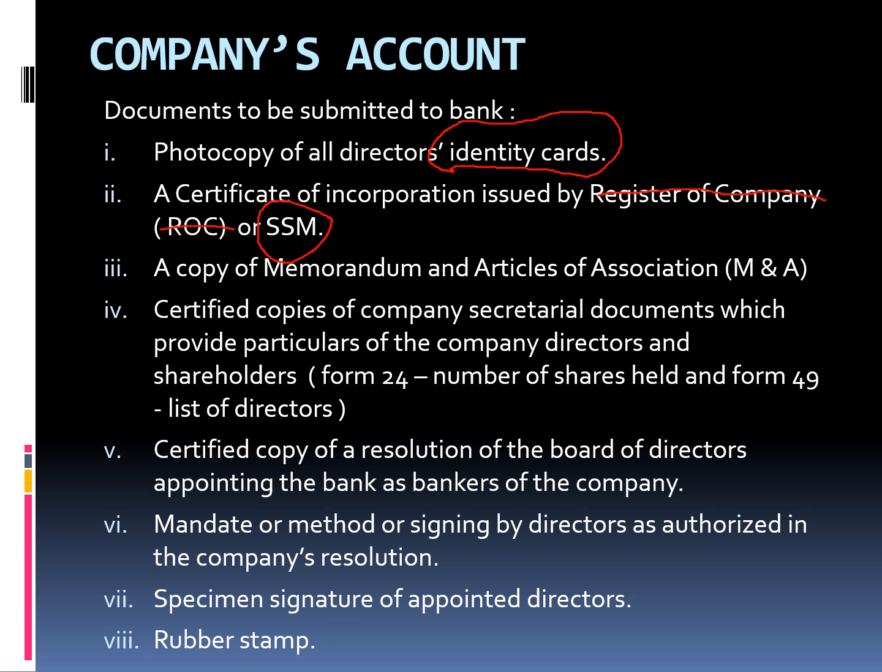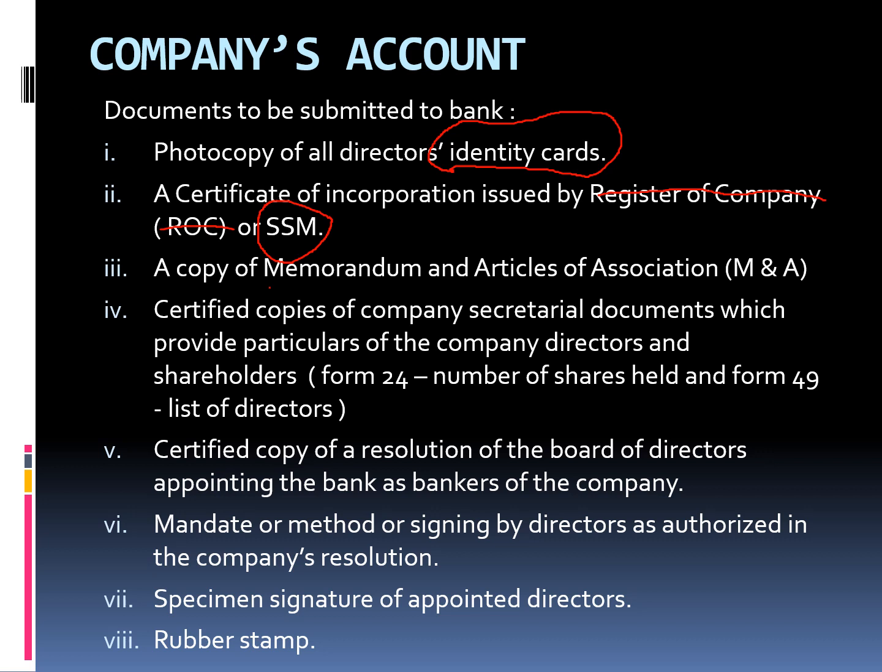And the next one is a copy of memorandum and articles of association. Yang ni kita akan discuss later on. Biasanya normally company akan ada memorandum and articles of association. So you have to provide salinan of memorandum and articles of association to the bank when you want to open a company's account.